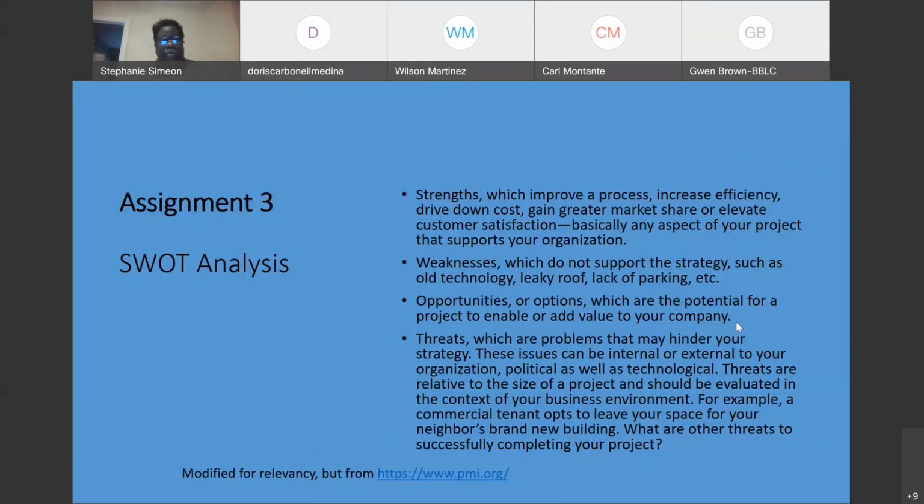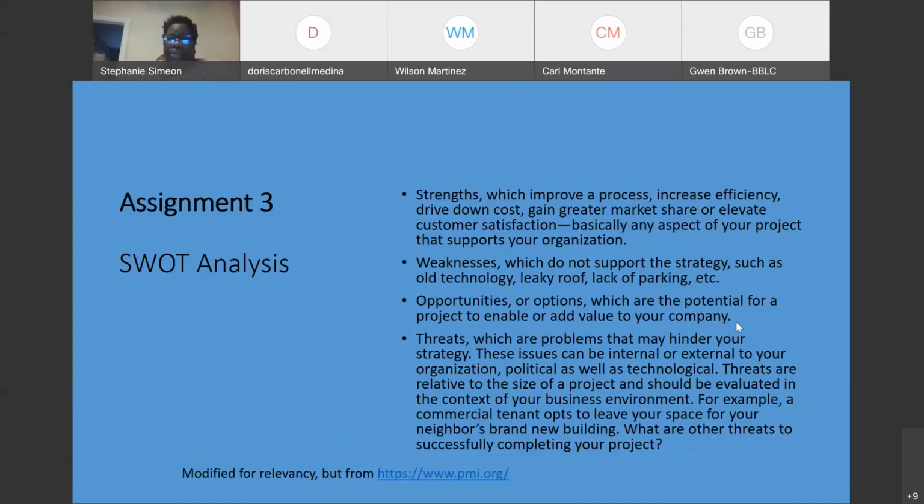So maybe after this course, you can go to your board or to somebody else and say, this is what we're looking to do. One of the best things you can come out with is your SWOT analysis. So SWOT: strengths, weaknesses, opportunities, and threats.